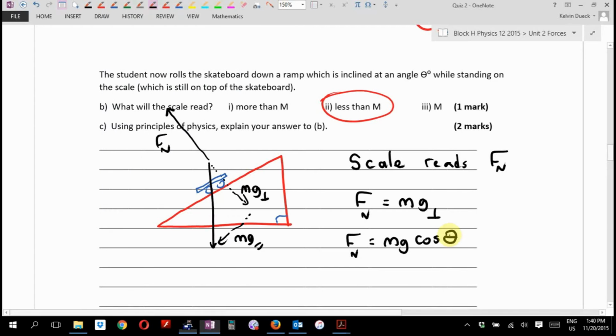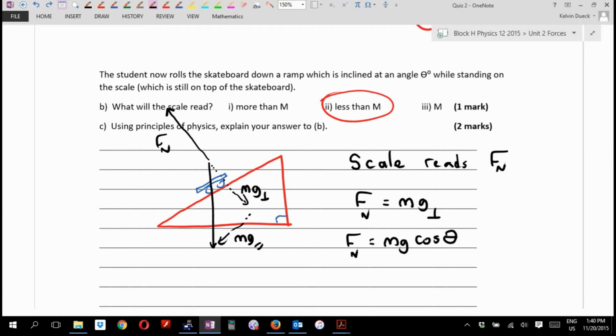When you're level, don't write this down. mg, that's what you did last year in Physics 11 all the time. And that's why some of you got in the habit of saying friction equals mu mg, and I've had to yell at you. No, it's mu times the normal force. I don't know the normal force. Look.